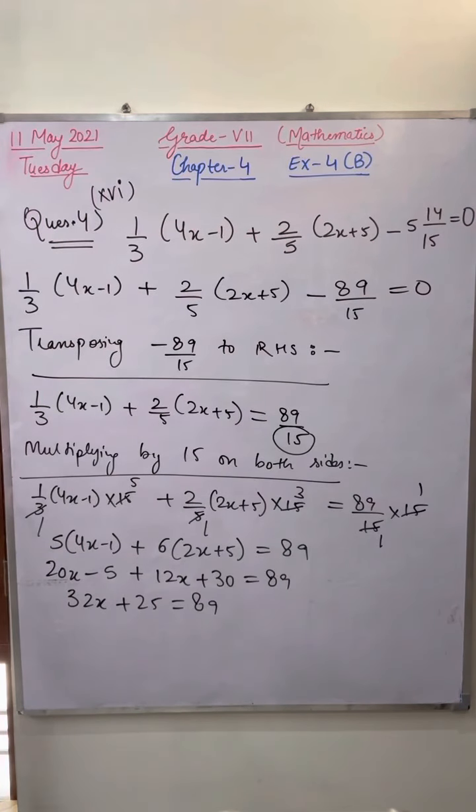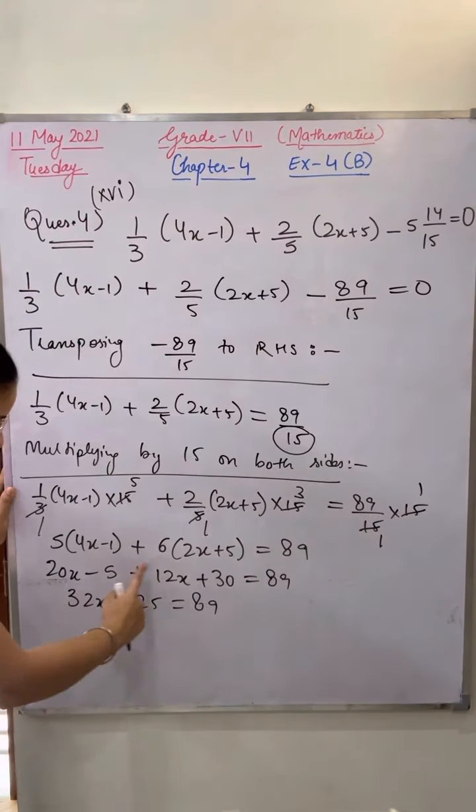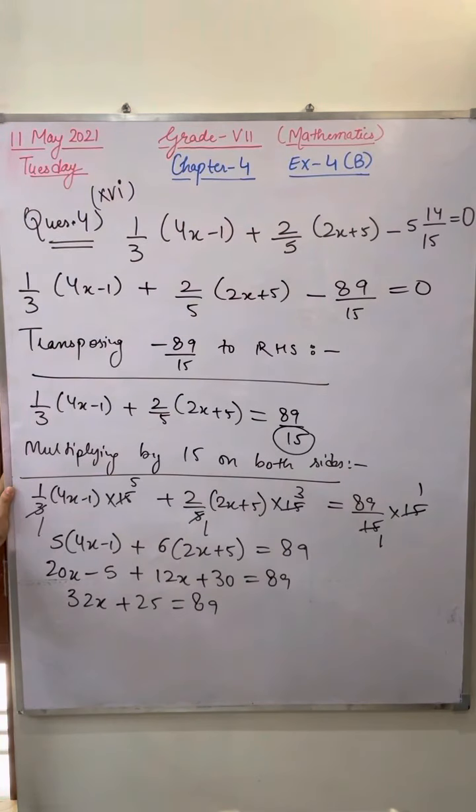Now next step. This is the variable, these two are the constant. So you have to shift constant to the right hand side. You know that? You have to shift this constant value on the right hand side.